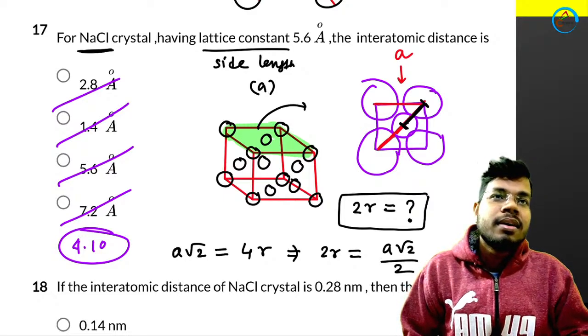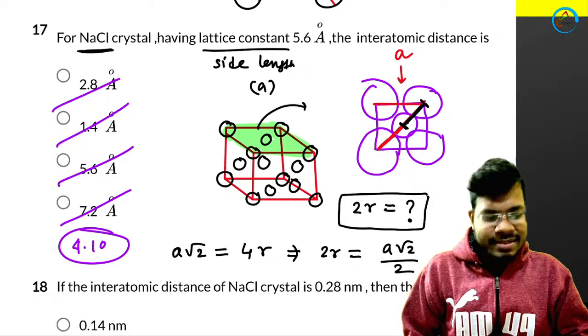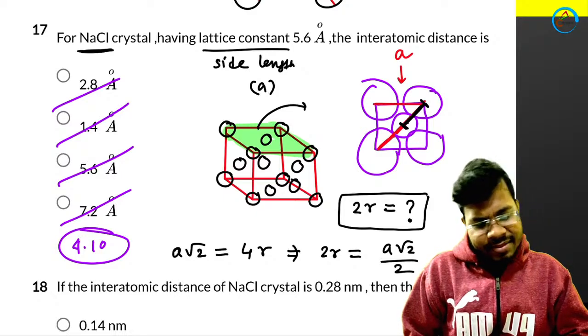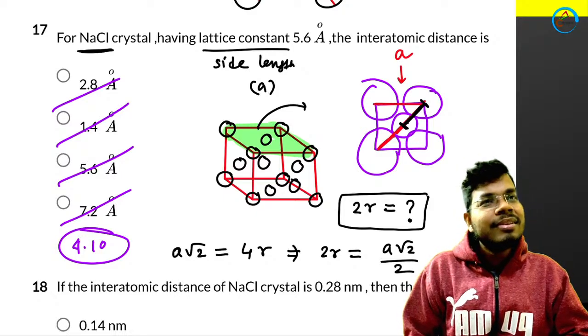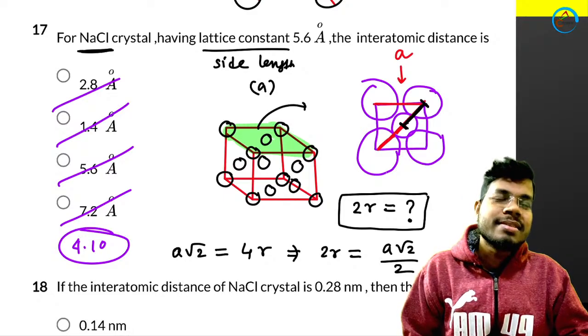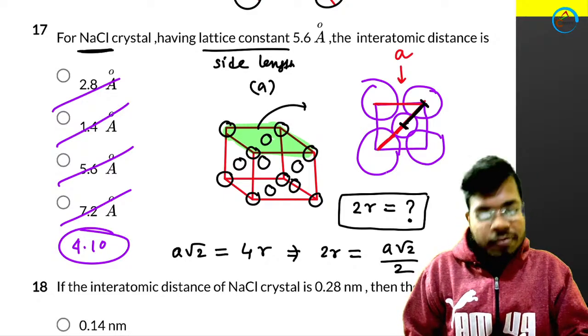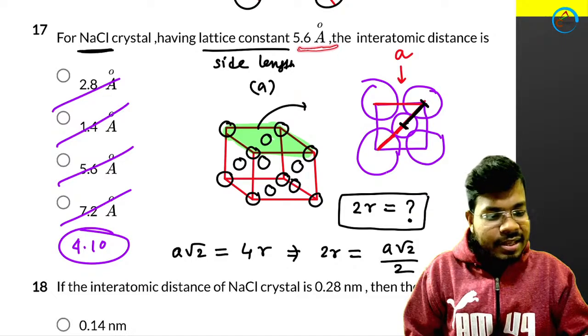Okay, 5.6. Interatomic distance. Okay, what about interatomic distance? You are calculating which value? 5.6 is given, this distance, this A.